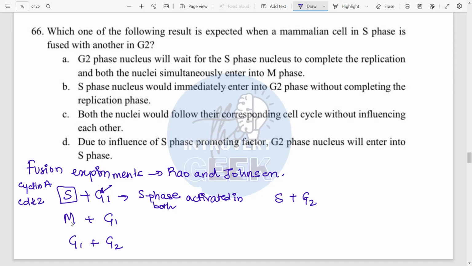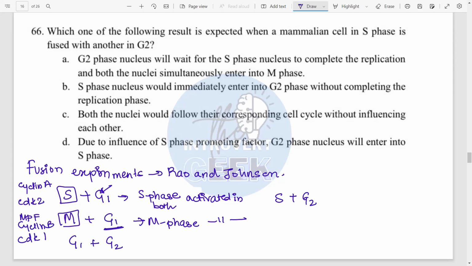Now, the M phase cell which was fused with the G1 also moved to the M phase. So M phase was activated in both. Again, the reason was that this M phase cell already had the MPF, that is the mitosis promoting factor, which is made up of cyclin B and CDK1. So you have activated cyclin B and CDK1, and this activated complex pushes the cell in G1 to go to M phase also.